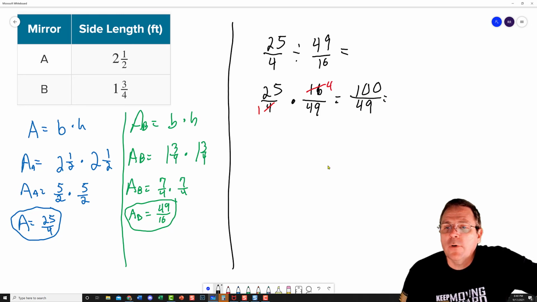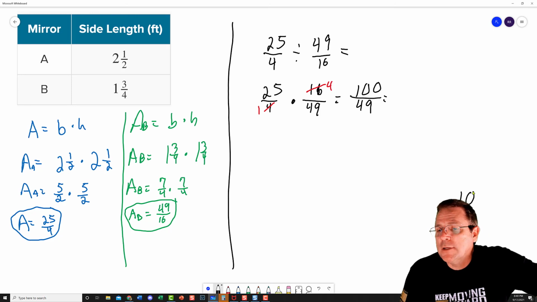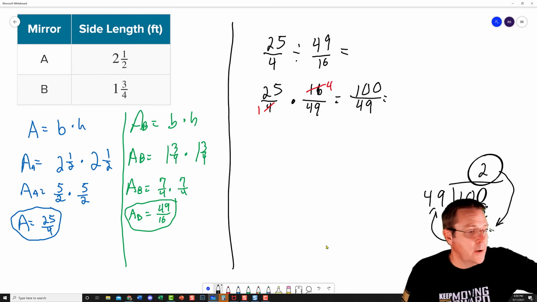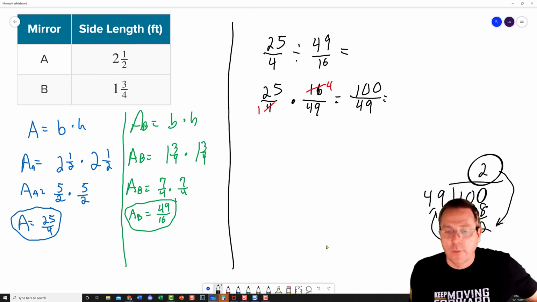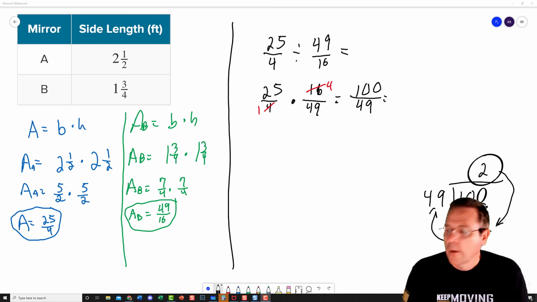But that is an improper fraction, and we can't leave it that way. So we've got to change that back into a mixed number. 100 divided by 49. 49 will go into that 2 times, which is 98. And when you subtract that, you get 2 left over. So if my math is right, it's going to be 2 and 2/49. Wow, I ran this one out long. Let me pause this for just a second to fix it, and then we'll check my answer.